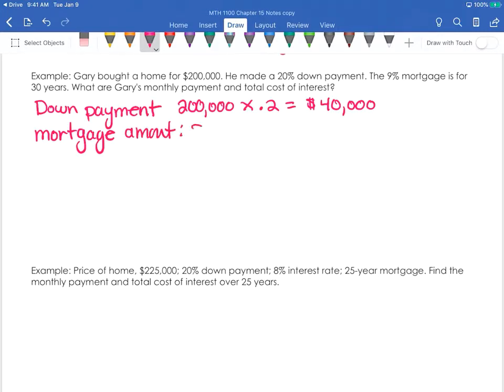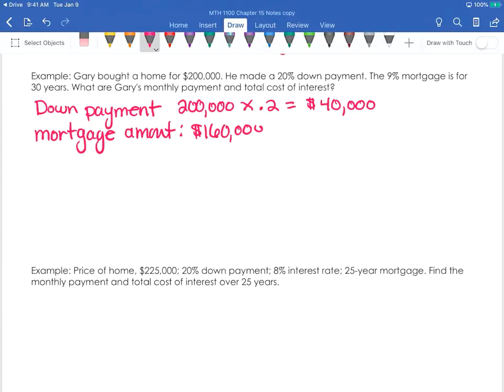So the amount that he's going to borrow would be the mortgage amount, would be $160,000. Because you would take the $40,000 off of the $200,000 because he already paid that up front. So what's left is the amount that he has to borrow from the bank, and that's the $160,000.